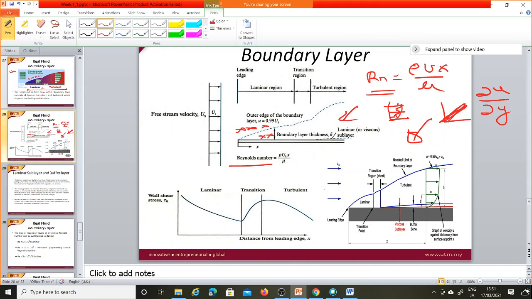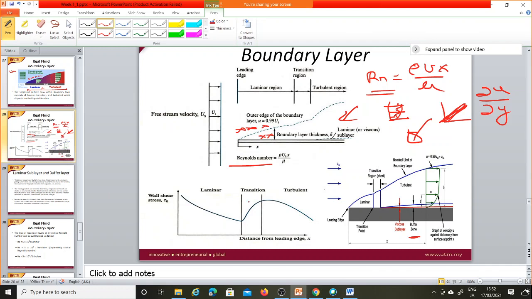Then we have the buffer zone. The buffer zone is the zone next to the laminar or viscous sublayer, where we have the transition to the turbulent zone. That zone does not belong to the laminar sublayer and does not belong to the turbulent zone, so that zone is the buffer zone. It is a kind of safety zone, the separation zone, we can say.